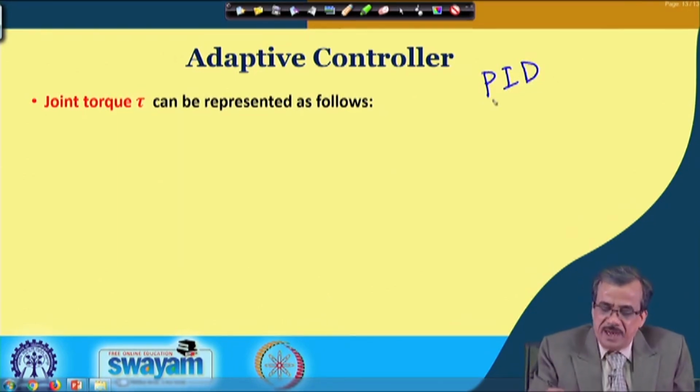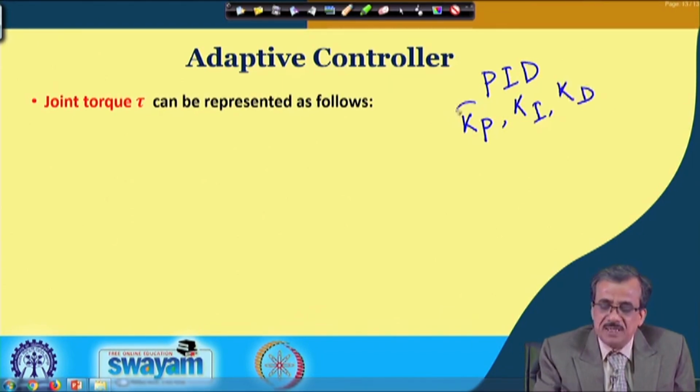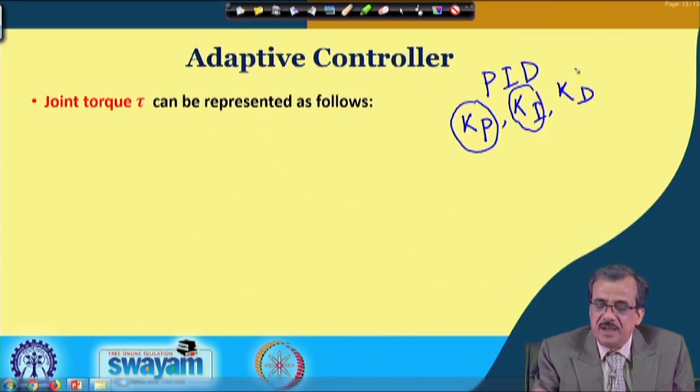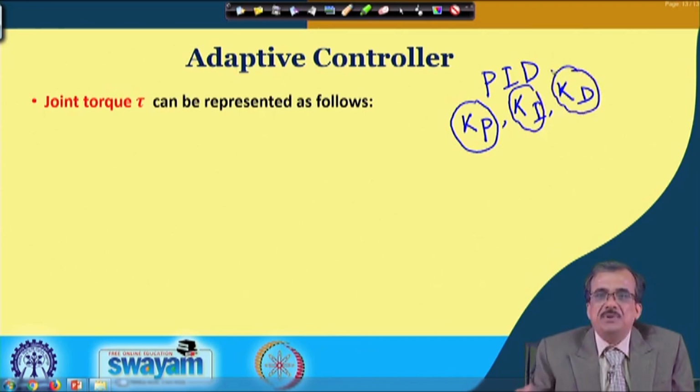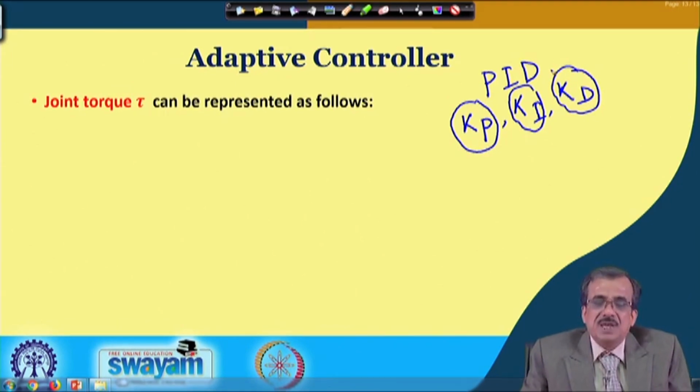Now in this PID controller, what we do is we try to find out some gain values like Kp, Ki and Kd. So Kp is the proportional gain, Ki is the integral gain and Kd is the derivative gain. And I have already mentioned that using some principle, mathematically we can find out what should be the values for this particular Kp, Ki and Kd.